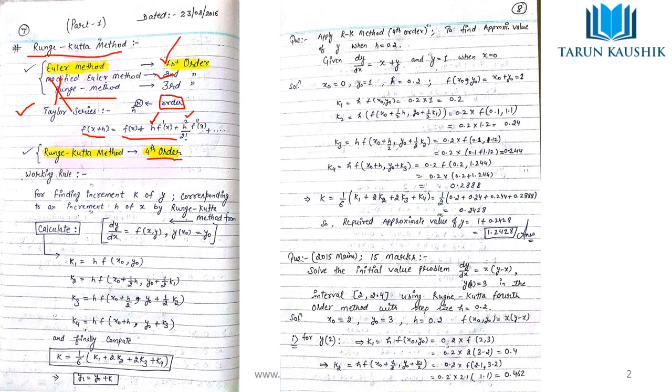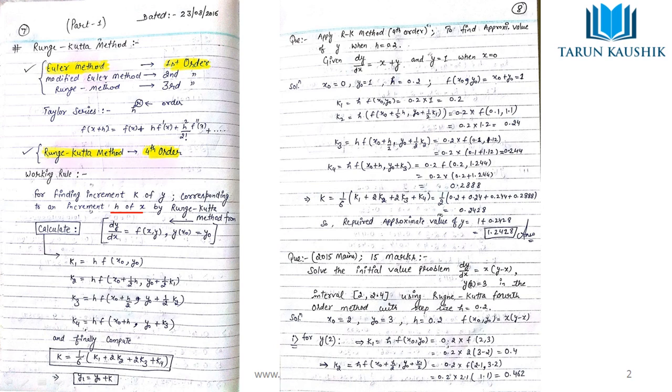The working rule for this method is that for finding the increment k of y, here k is the increment in y and h is the increment in x. We are required to calculate the increment in y, that is k, then add the value of k to y, which will give the approximate value of y at some particular point of x.